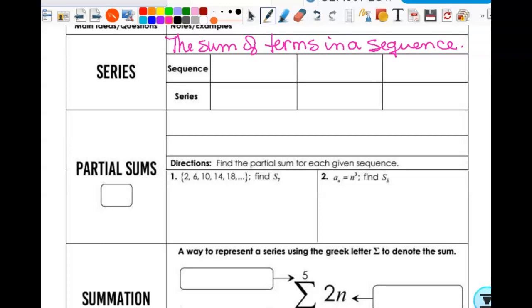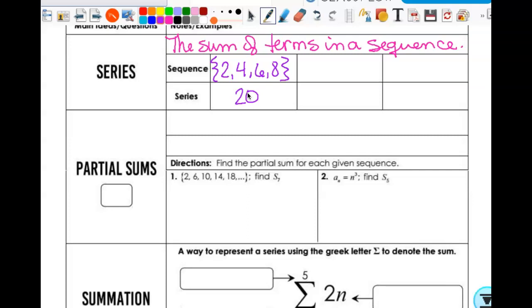So the sum means we do what? Add. So the sequence is them all listed out. The series is them added up. Okay? Those are the difference between the two. So if I have a sequence that looks like this set of numbers, 2, 4, 6, 8, like so, that's the sequence. The series would be the sum of that, which would be 20.